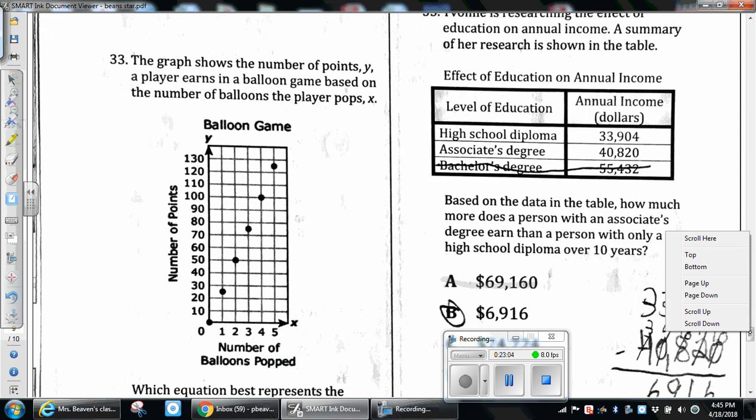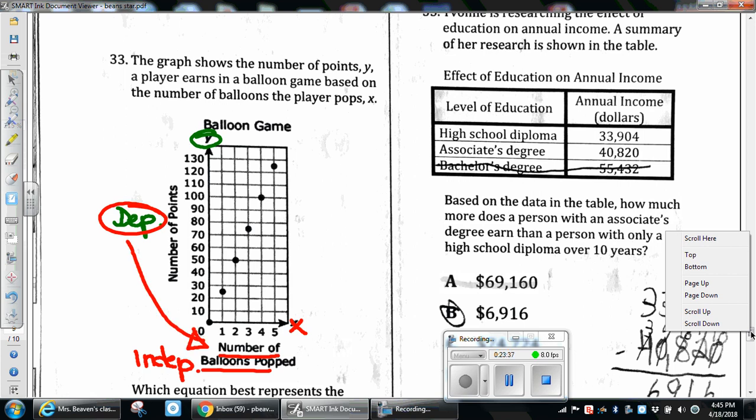So the graph shows the number of points, y, the dependent variable, that a player earns in a balloon game based on the number of balloons the player pops. So the number of balloons popped, that will be x, our independent variable. So depending on the balloons popped, you will earn certain points. So the number of points depends on the number of balloons popped. So we could see the graph there.